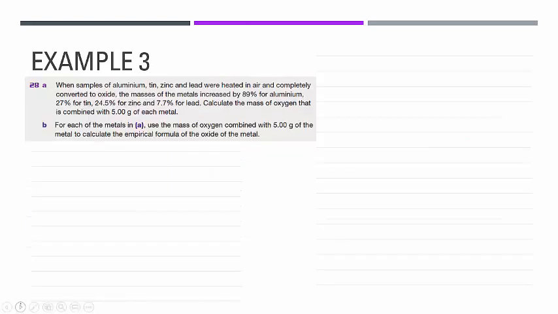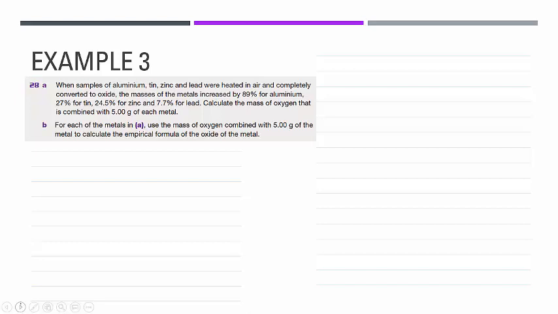Okay, now example 3 is a little bit trickier. It's more a case of trying to work out what the question is asking you. So they've told you that you've got samples of different metals, and they've told you by what percentage the mass of each of those metals increases. And then they've asked you to calculate the mass of oxygen that is combined with 5 grams of each metal. Now I'm going to work through aluminium as an example, and then hopefully by following the same steps you can do the other metals.